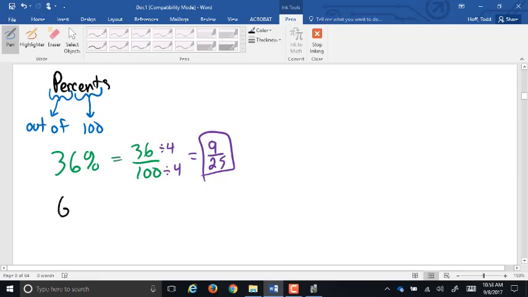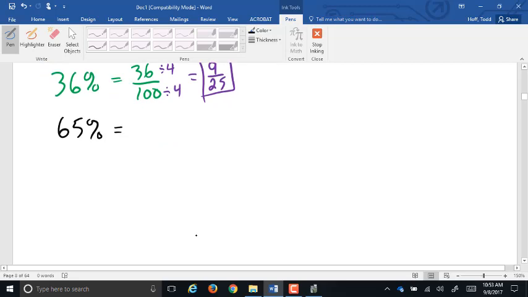If I have 65%, that would become what as we converted it to a fraction? 65 over 100, and we divide by 5. Perfect. 65 divided by 5 is 13. 100 divided by 5 is 20. So 13/20.